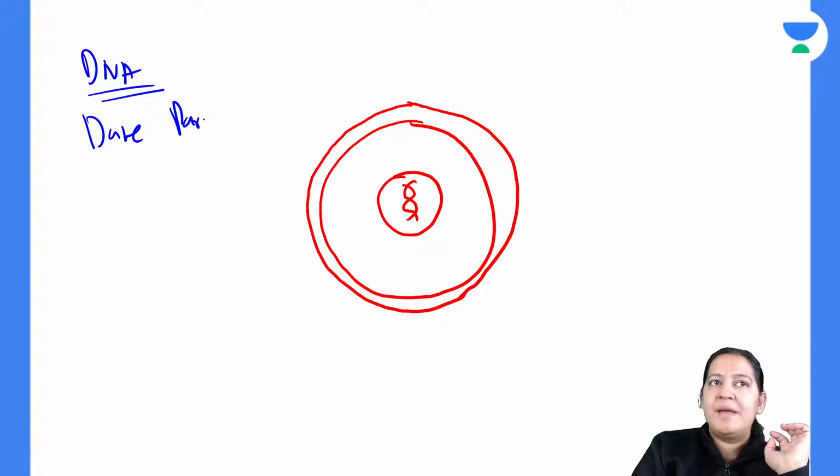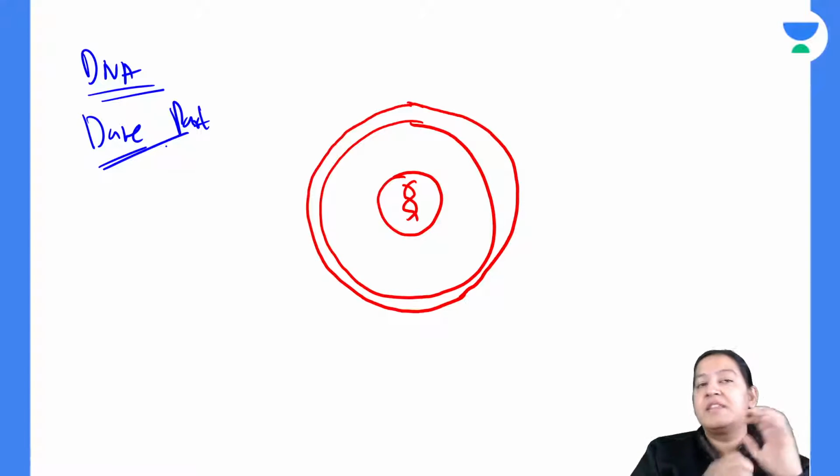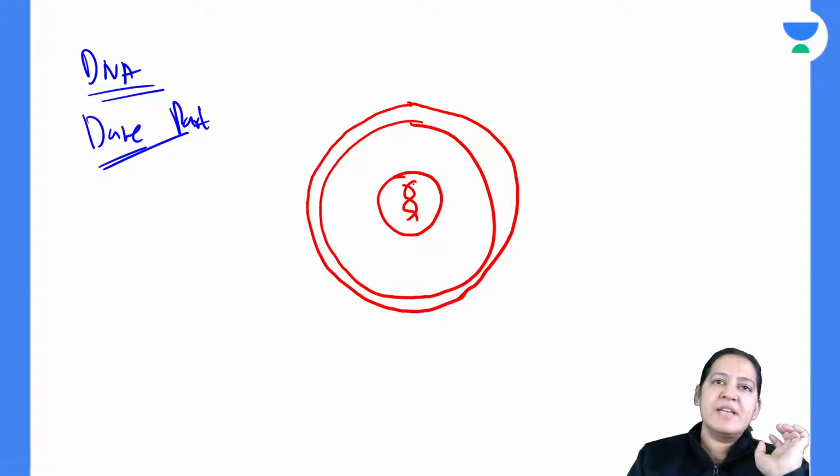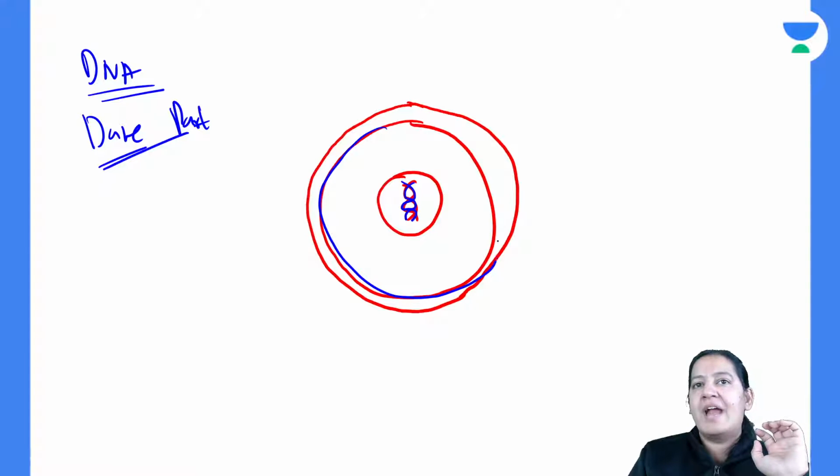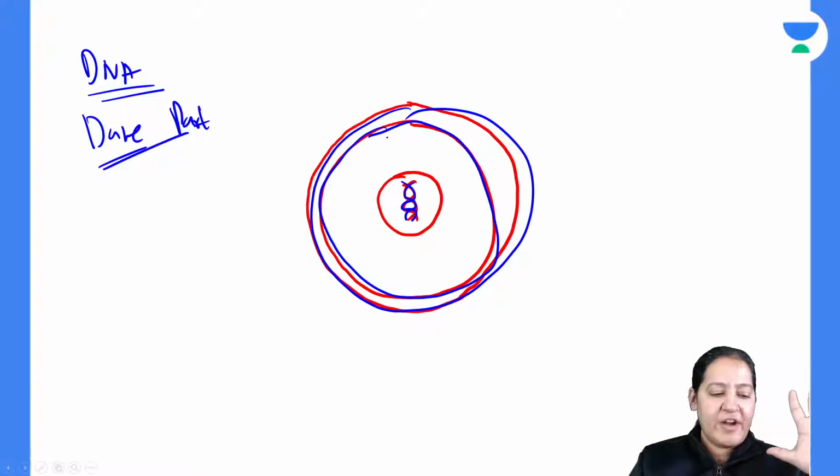It is called the Dane particle, based on the name of the scientist who discovered it. You can see it is double-stranded DNA in the nucleus, right? This is the capsid and this is the envelope. So this is the diagram.